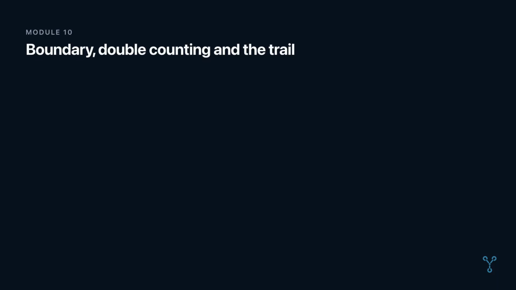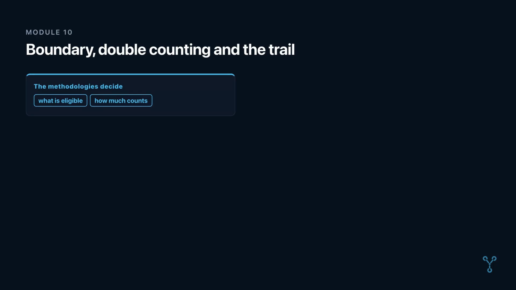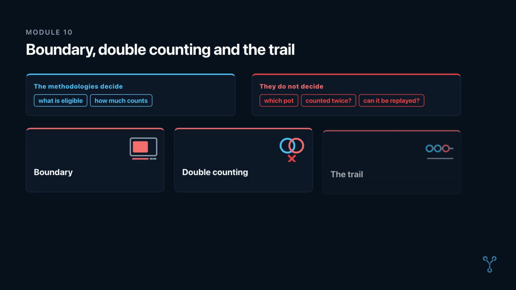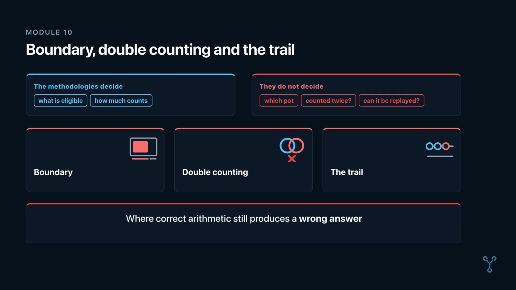Module 10. Boundary, double counting, and the trail. The methodologies decide what is eligible and how much of each activity counts. They do not tell you which pot of money you are counting against, whether an amount has been counted twice, or what a reviewer needs in order to reproduce your work. Those three things are the subject of this module, and they are where correct arithmetic still produces a wrong answer.